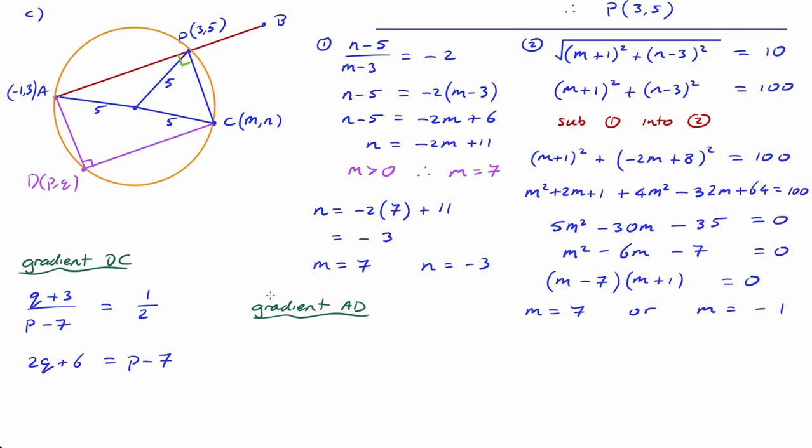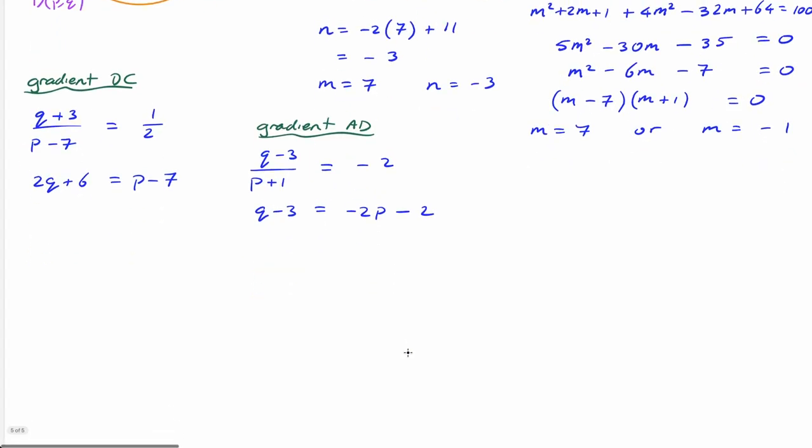AD. This is y2 minus y1, so it's q minus 3 over p minus minus 1, which is p plus 1. This equals negative 2. Cross multiply, q minus 3 equals negative 2p minus 2. Okay, now I have simultaneous equations.